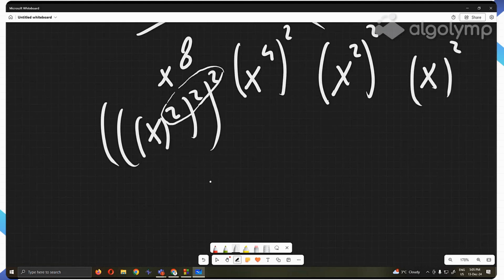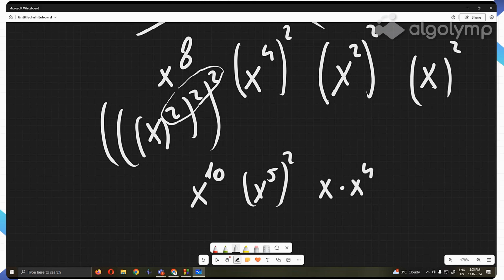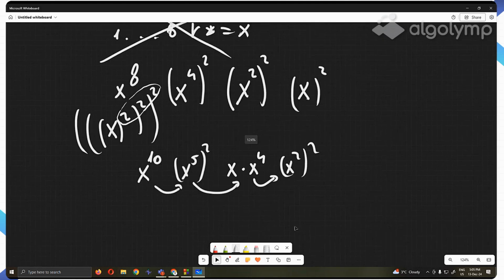Let's see x to the power of 10. Let's say it's x to the power of 5 squared. X to the power of 5 is an odd number, so I'll say it's x times x to the power of 4. For x to the power of 4, I'll say it's x to the power of 2 squared. What is x to the power of 2? I'll say it's x squared.